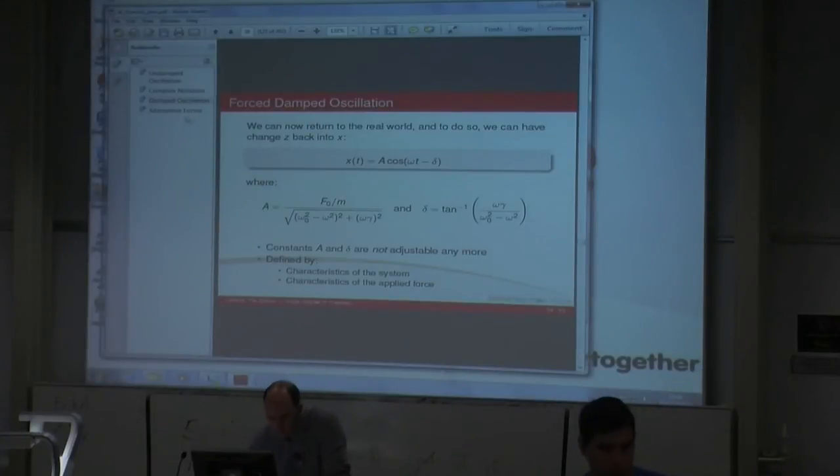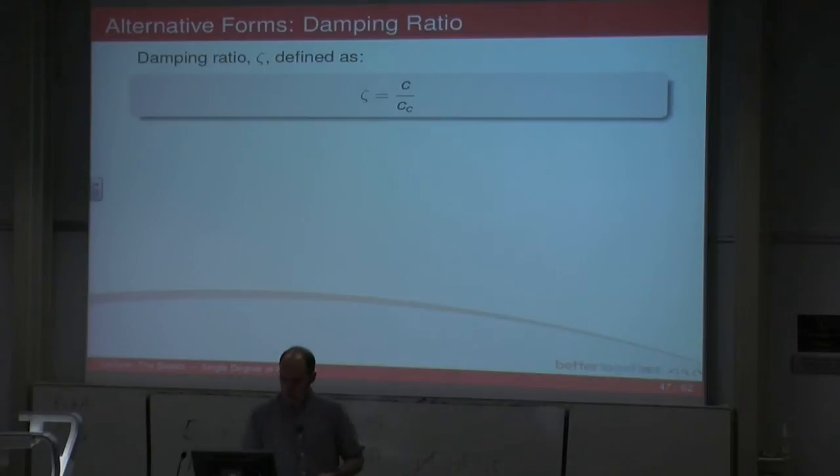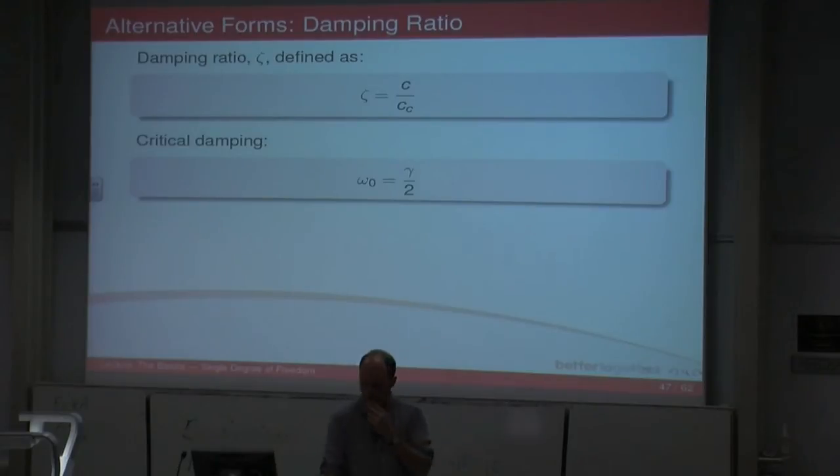Okay, let's move to alternative forms. Now, I know some of you will have come across this term in previous modules, damping ratio, because you would have covered it last year. That's defined as C divided by the C at which you get critical damping, Cc. The damping ratio is the damping of the system divided by the damping that would give you critical damping. And we know from the previous sections of the notes that critical damping occurs when omega naught squared minus gamma squared upon 4 equals 0.